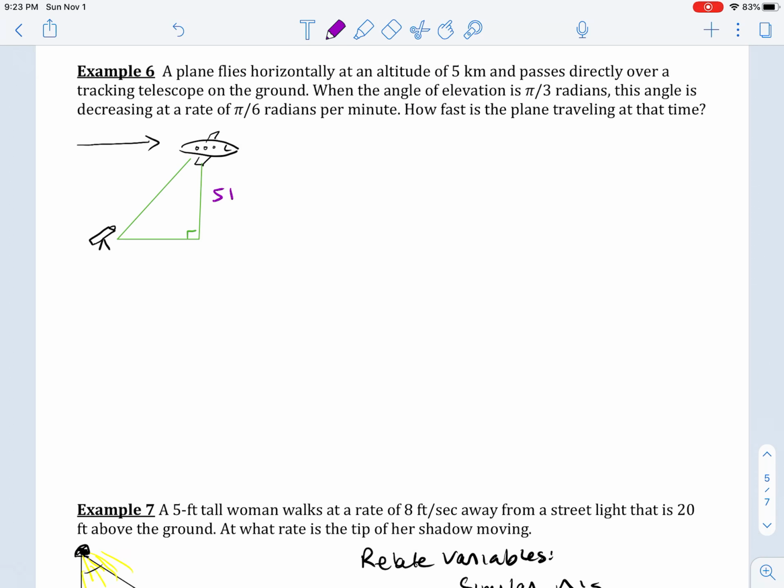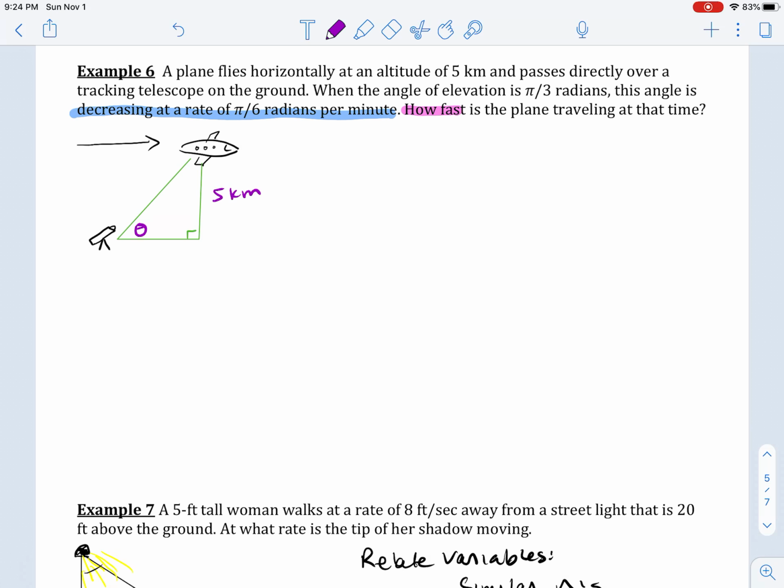So we know that the plane is going this way, right? And we know that the plane is always going to be 5 kilometers up, and it's going to go at that level. It didn't say it was going up or down, right? And we are given a rate, that the angle is decreasing at pi over 6 radians per minute. And we're also asked to find another rate. How fast is the plane traveling at that time?